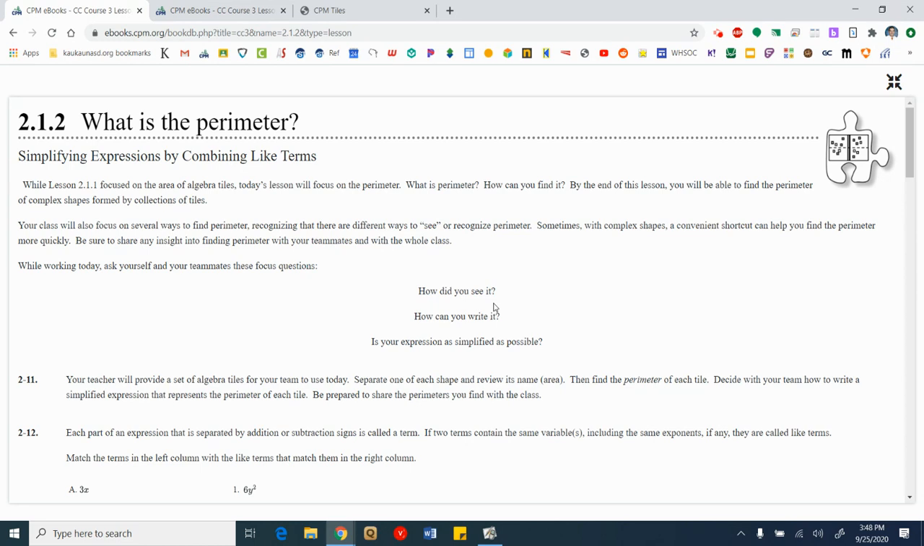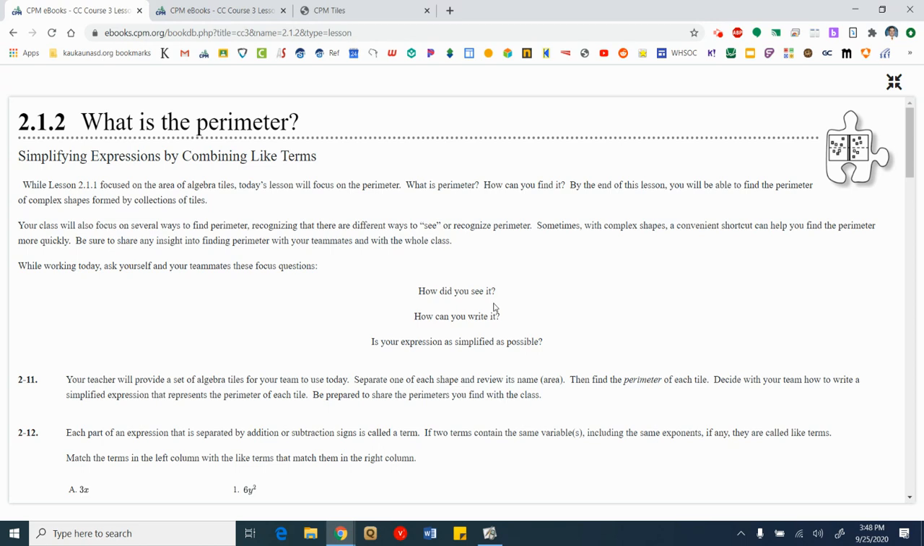By the end of this lesson, you will be able to find the perimeter of complex shapes formed by collections of tiles. Your class will also focus on several ways to find perimeter, recognizing that there are different ways to see or recognize perimeter. Sometimes with complex shapes, a convenient shortcut can help you find the perimeter more quickly. Be sure to share any insight into finding perimeter with your teammates and with the whole class.